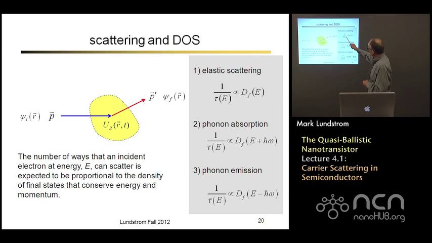So for elastic scattering, an electron that comes in at an energy E, the scattering rate is proportional to the density of states at energy E. For phonon absorption, an electron comes in at energy E, absorbs energy from a lattice vibration, so the scattering rate is proportional to the density of states at the incident energy plus h bar omega. And if we emit a lattice vibration, or a phonon, and that's the scattering event, then the scattering rate is proportional to the density of states at the incident energy minus a little bit.